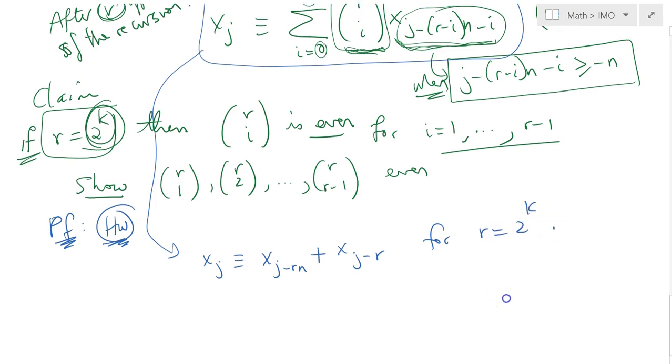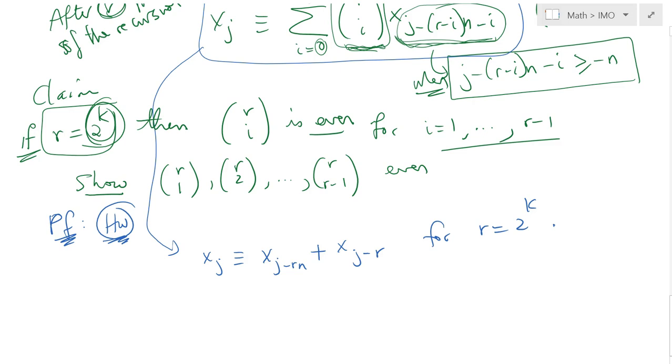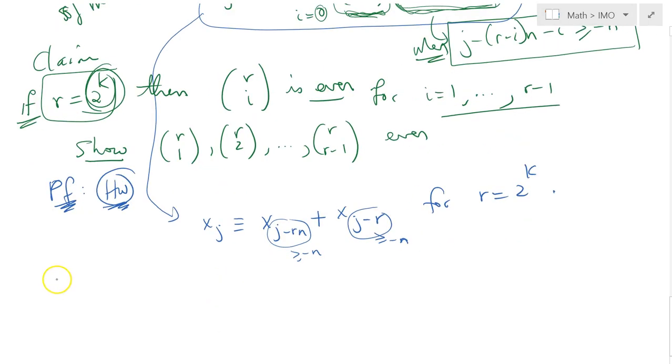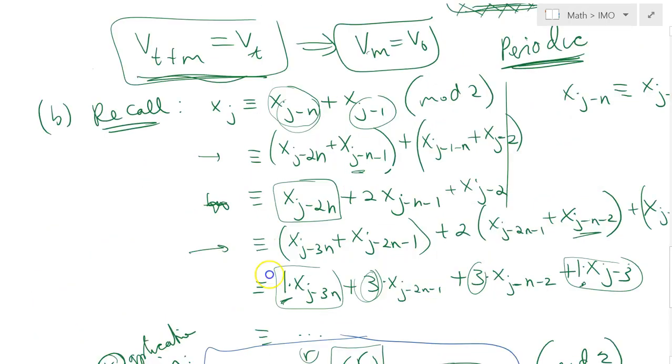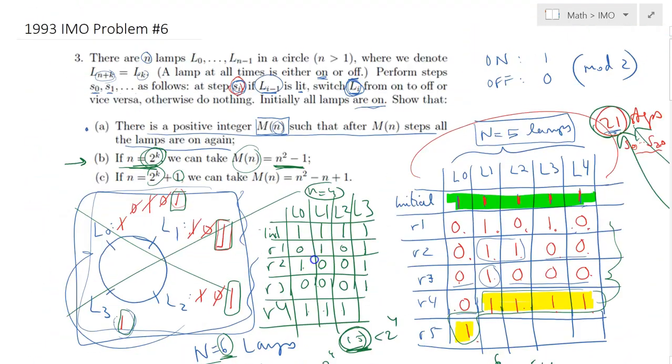But now I think I know how to handle it. By the way, you need to have both of these indices greater than or equal to minus n, otherwise they will be ill-defined. Now I will do the following. Why don't we just take n equals 2 to the k? Then we can simply replace r with n, knowing that n is of the form 2 to the k, which is exactly what the question is asking.